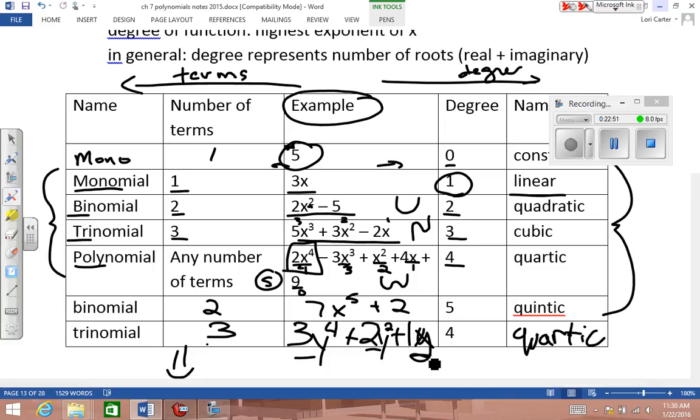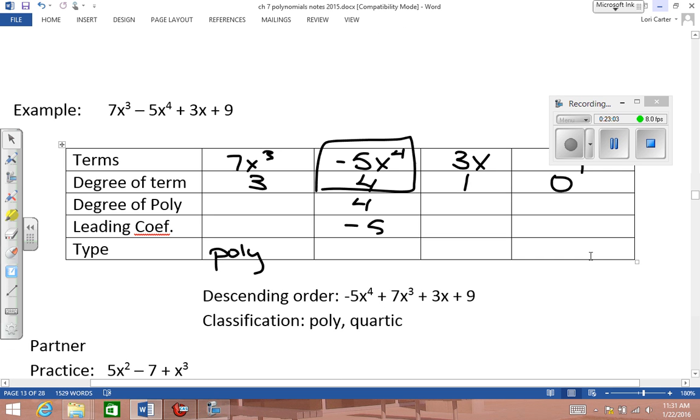4 means it's a quartic. Which one's 4? Quartic. Well done. So you got a few words to memorize. I'm not gonna erase it, I want you to memorize that.